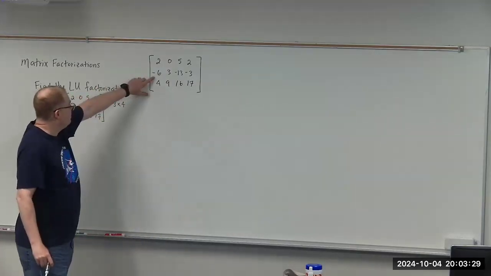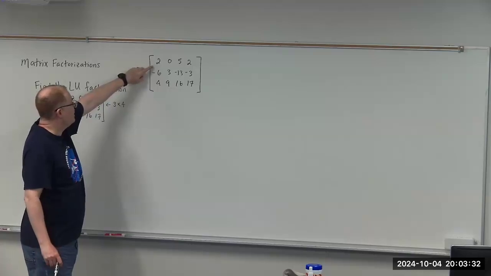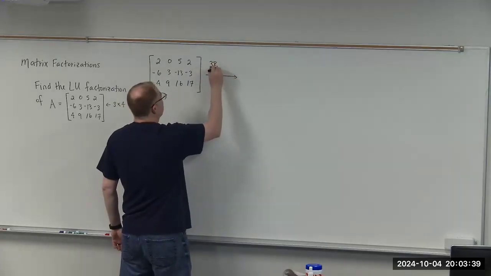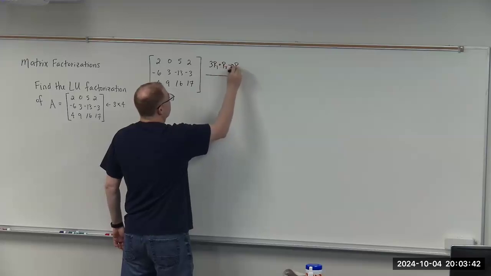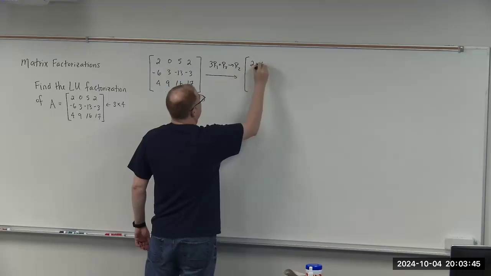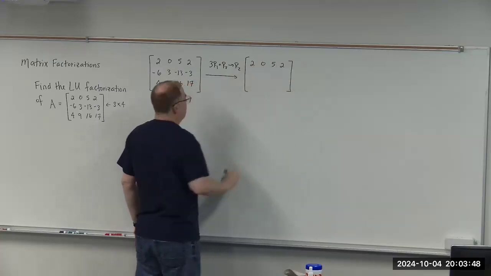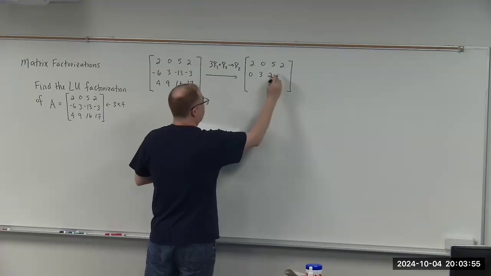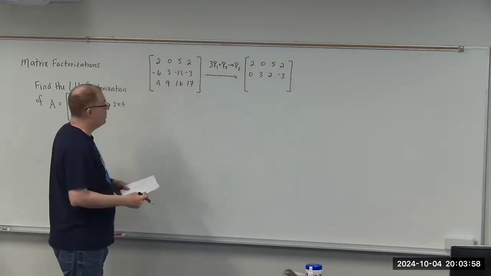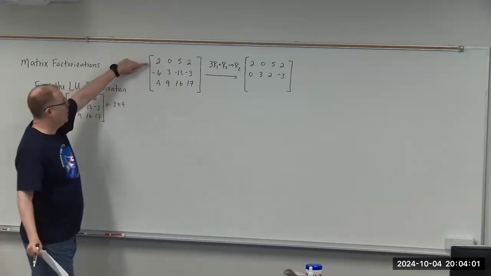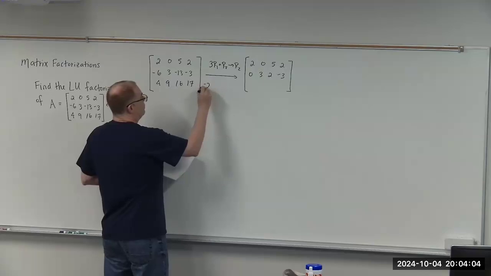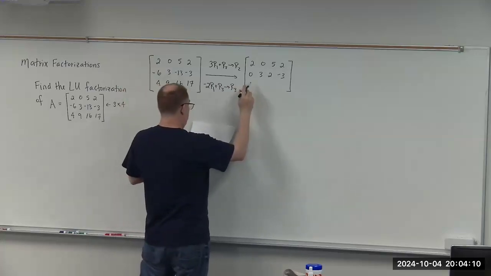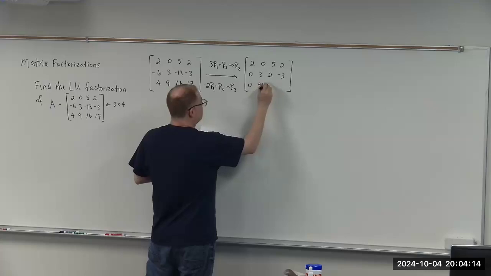So we need to make this 0. We're going to do that by multiplying row 1 by 3 and then adding it to row 2. First row doesn't change. The second row becomes 0, 3, 2, and minus 3. And then let's take care of this value. So we need to multiply row one by negative two, add that to row three, and store that result in row three. This will be 0, 9, 6, and 13.